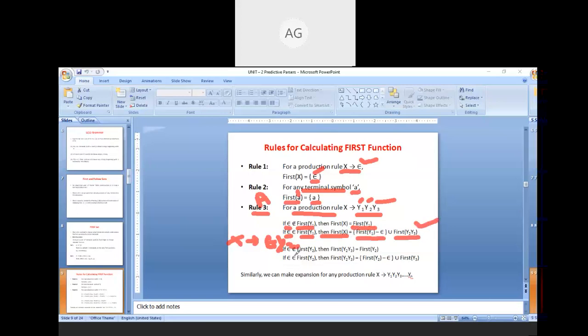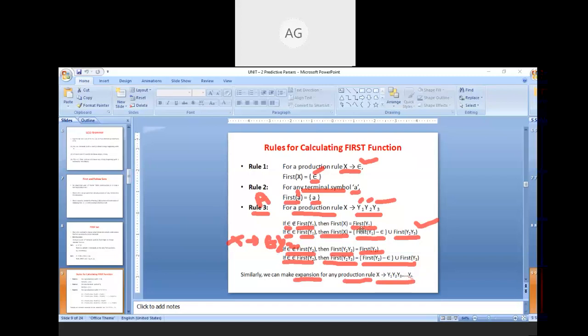In the same way, if epsilon does not belong to first of y2, then first of y2 y3 will get the first of y2. And if epsilon belongs to first of y2, then first of y2 y3 will get first of y2 minus epsilon, union first of y3. This similar condition will be expanded for any production rule like this: X produces y1, y2, y3 up to yn.